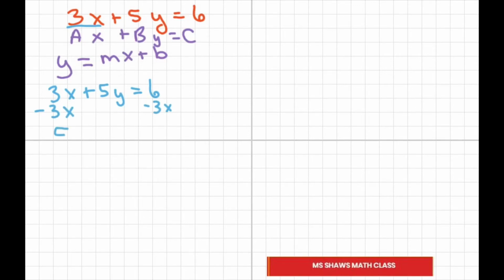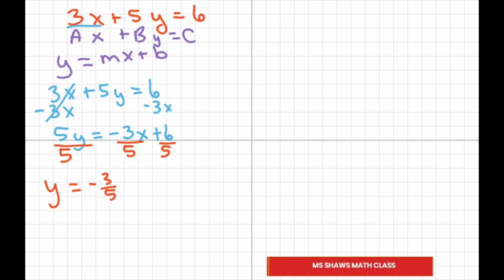And so I'm going to write 5y, because this cancels, that equals 0, equals, and I'm going to go ahead and put the 3x first, negative 3x. And we still had the plus 6. Then I'm going to divide, just like we did in the other problem, each term by 5. So we get y equals negative 3/5 x plus 6 over 5. 5 divided by 5 is 1.